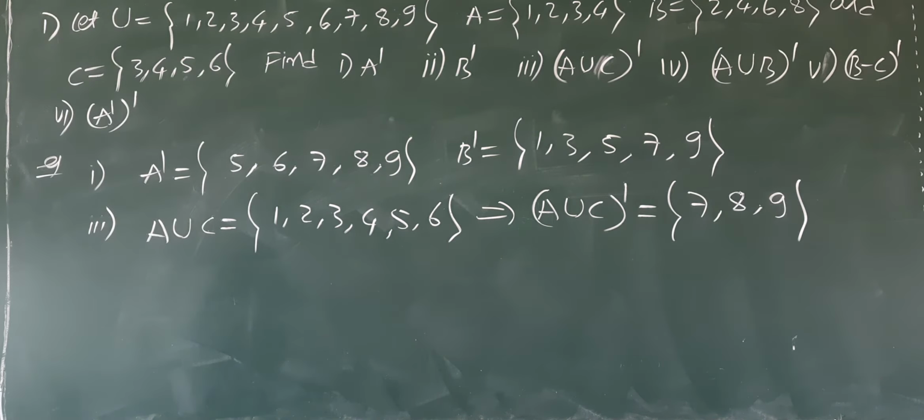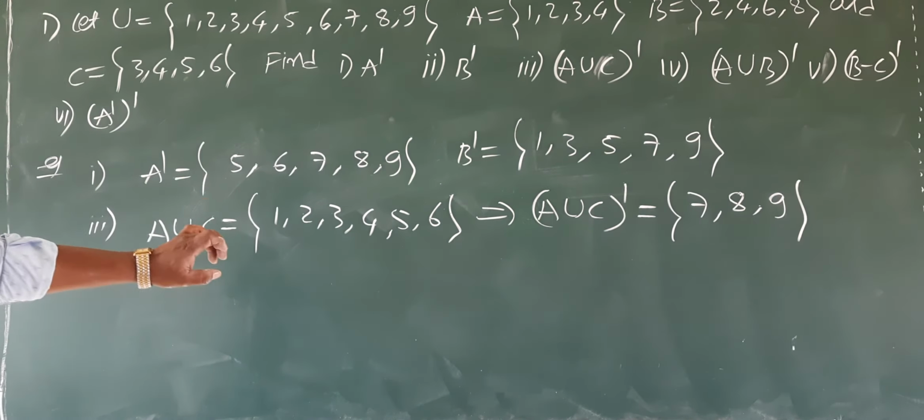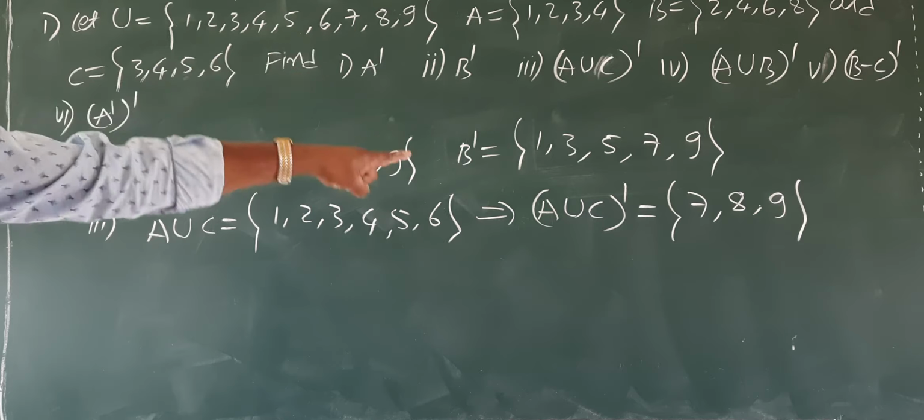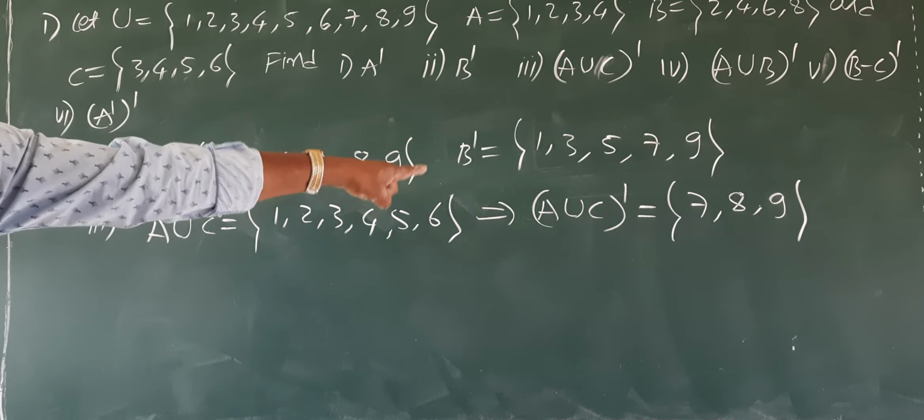So 1, 2, 3, 4, 5, 6. Except these elements, the remaining elements from U are 7, 8, 9. I got that, (A union C)'.